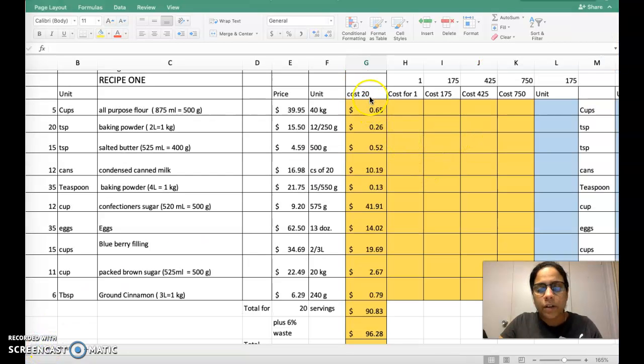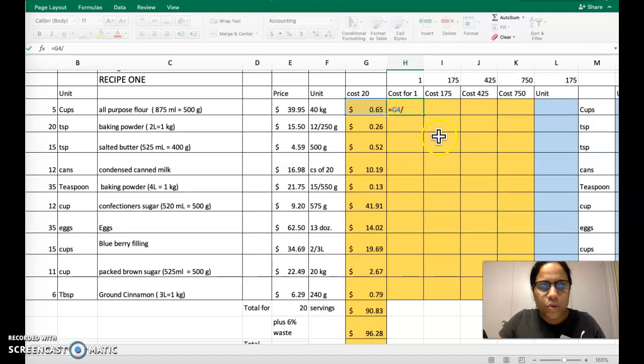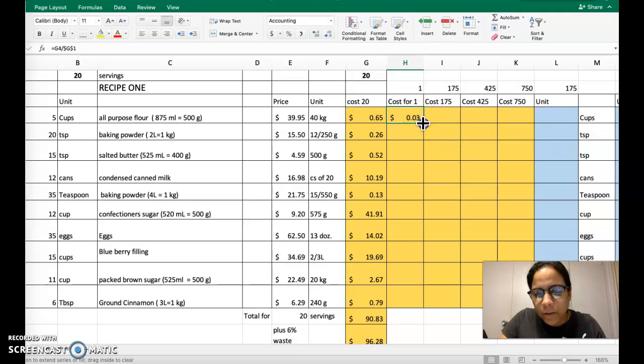Now we found out the cost for 20, which is the recipe. We're gonna try to find the cost for 1. So we're gonna divide all these numbers by 20 to find the cost for 1, which is equal sign, this one divided by 20. But we're gonna use absolute cell reference, so we don't have to do one by one. Enter, 3 cents, and I'm gonna do autofill.